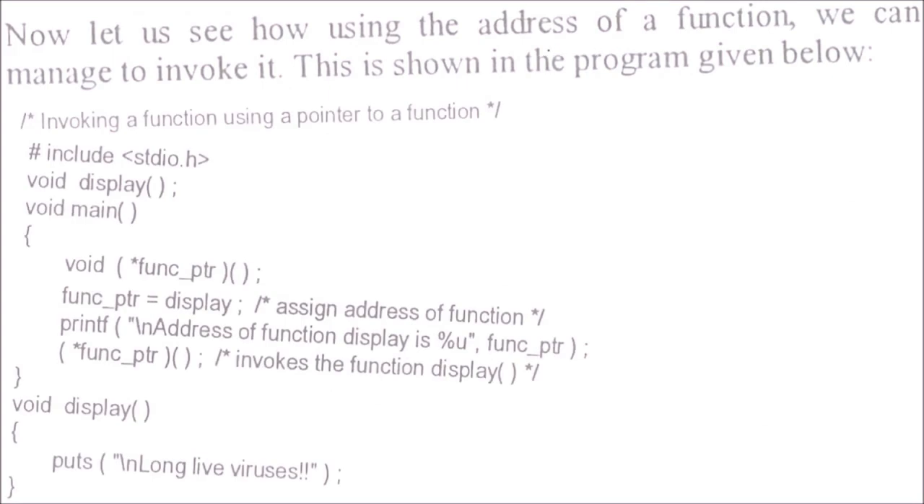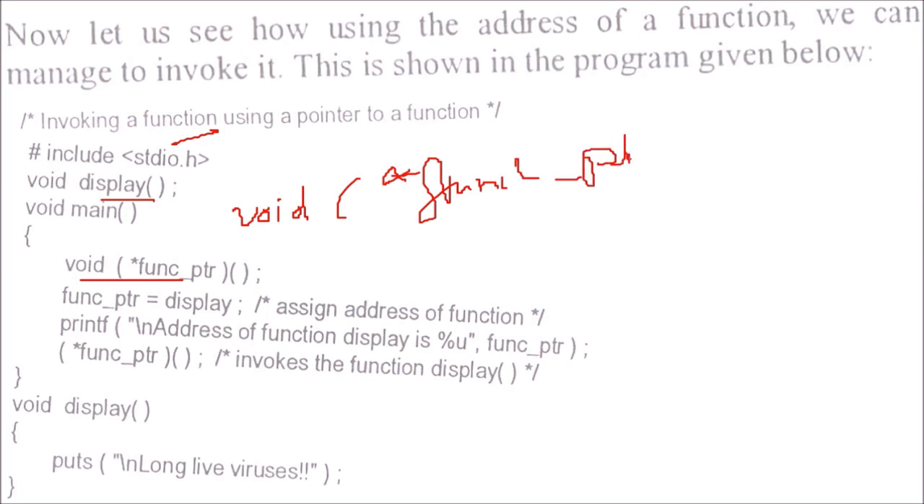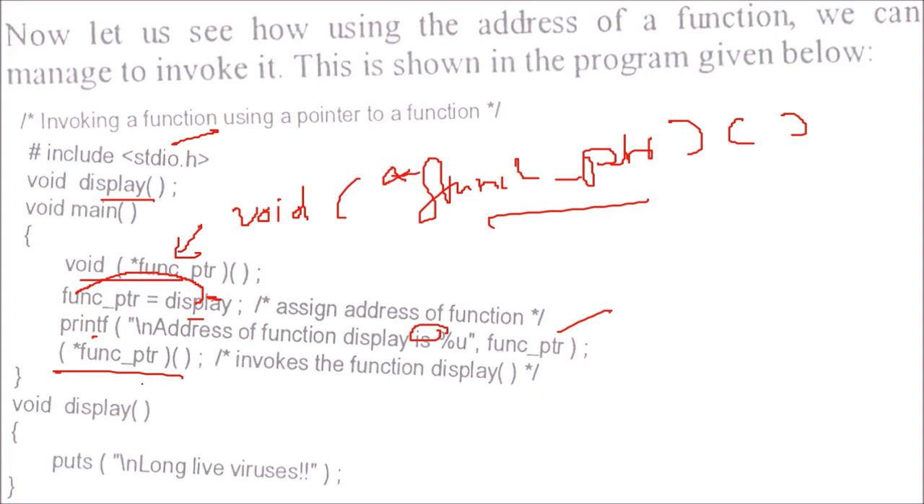We want to invoke this function. So this is stdio.h. Now we have a display function. Please see this one. We have a void here, then we have a pointer function, and then ptr, followed by a round bracket. Please understand this, I am going to explain it. Then we are assigning the display. We know that this is an address, and we are assigning it to the function pointer. Same is this value. And this is printf. We are printing the address of the function pointer, and this is how to invoke the function.